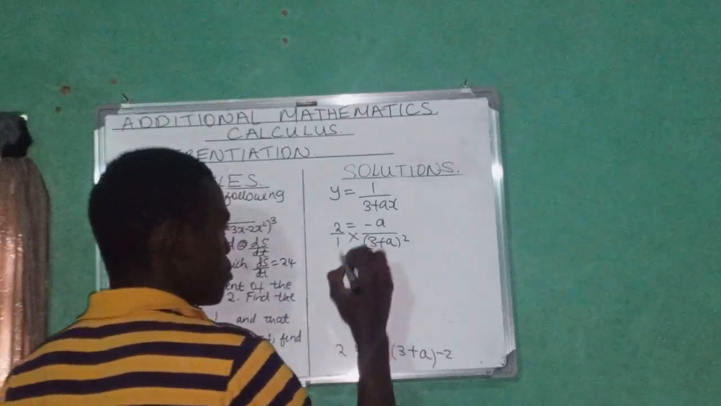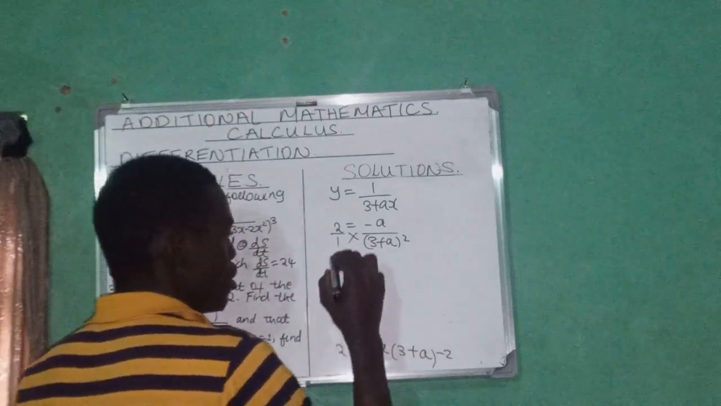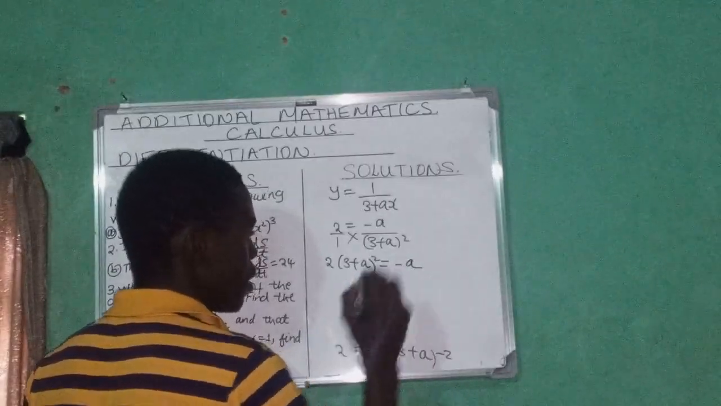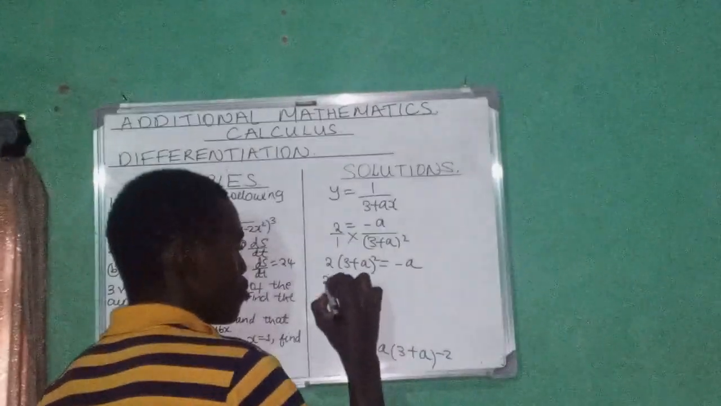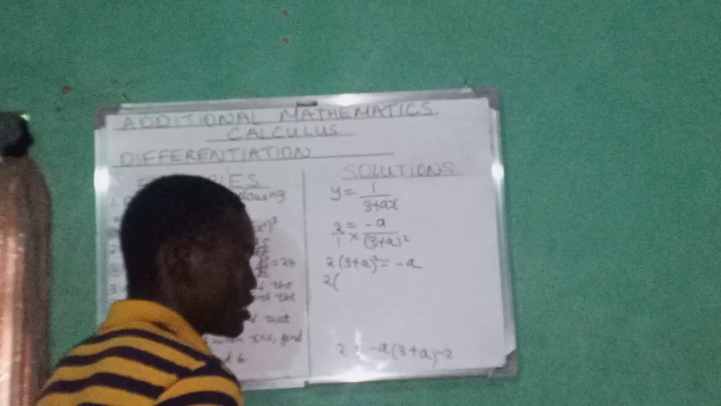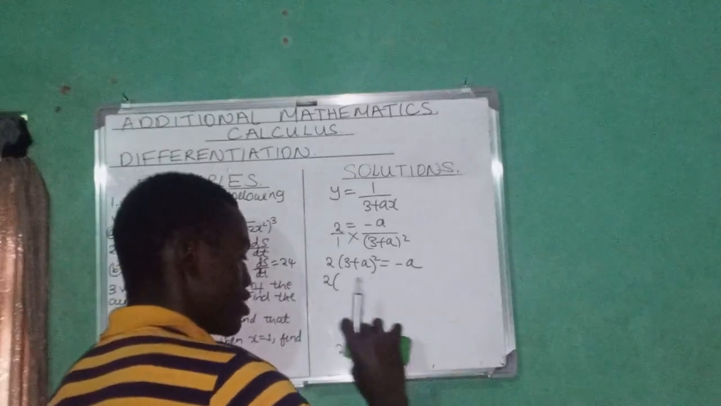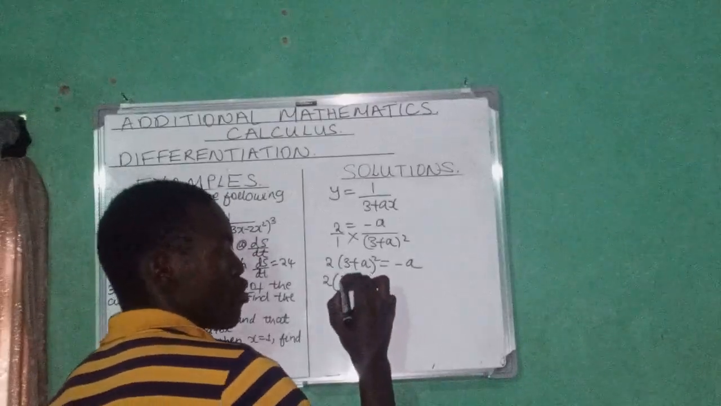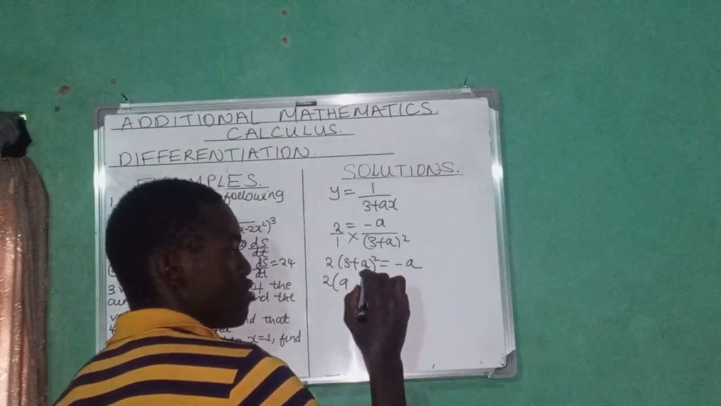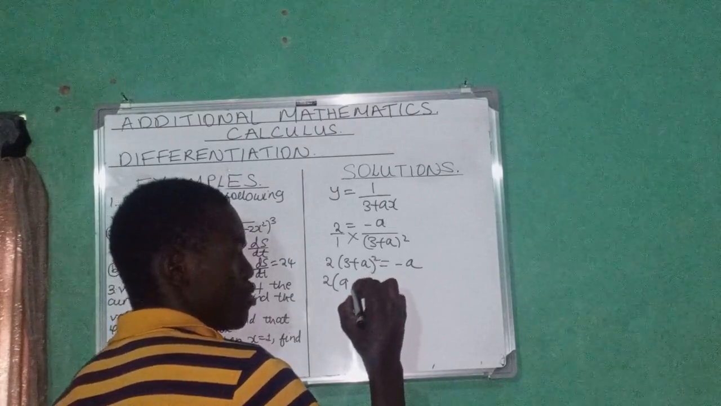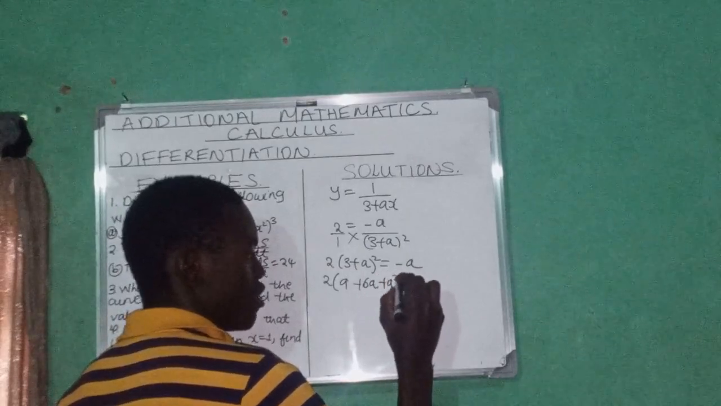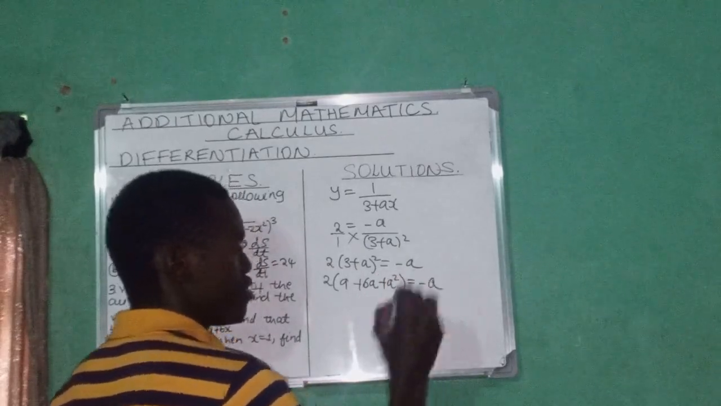At this point, we can cross multiply. We are going to have 2 multiplied by (3 + a) squared is equal to negative a. And then we expand this bracket here. To not waste time in additional mathematics, we are allowed to just use the shortcut: you square the 3, you're going to have a 9. 3 times a is 3a. 3a times 2 is a positive 6a. A times a is going to give you an a squared, equal to negative a.